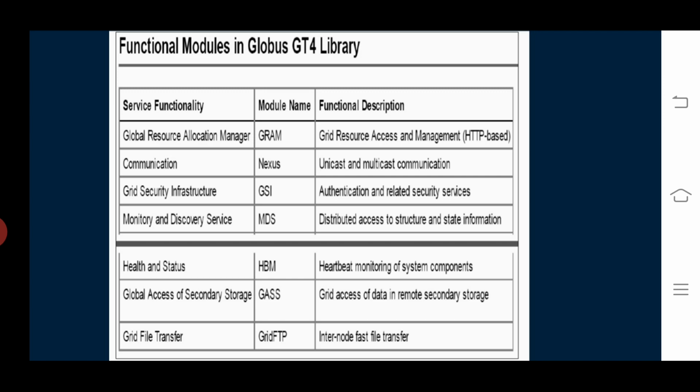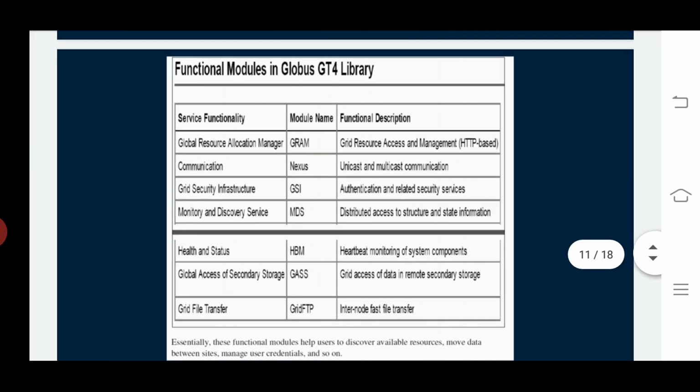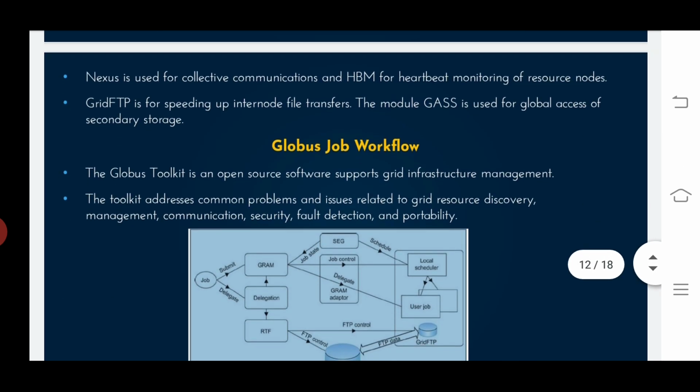What is the functional description? Internode fast file transfer. We can transfer files internode, from one node to another node, as a fast file transfer. Okay, what does the figure explain to you? Here I can explain, listen carefully. The figure summarizes the table of functional modules in the Globus GT4 library.